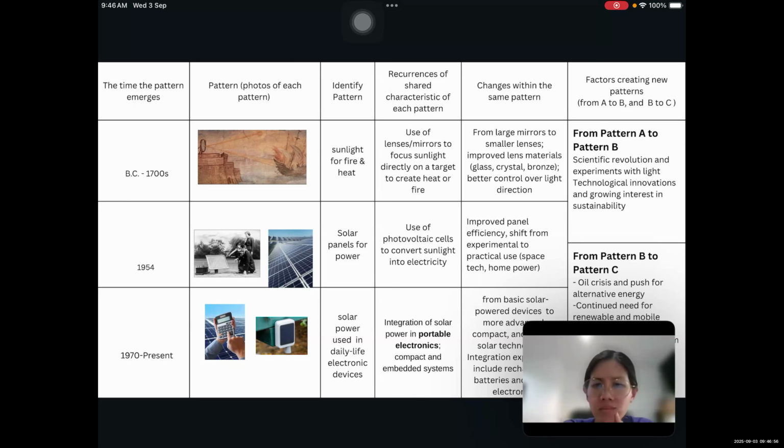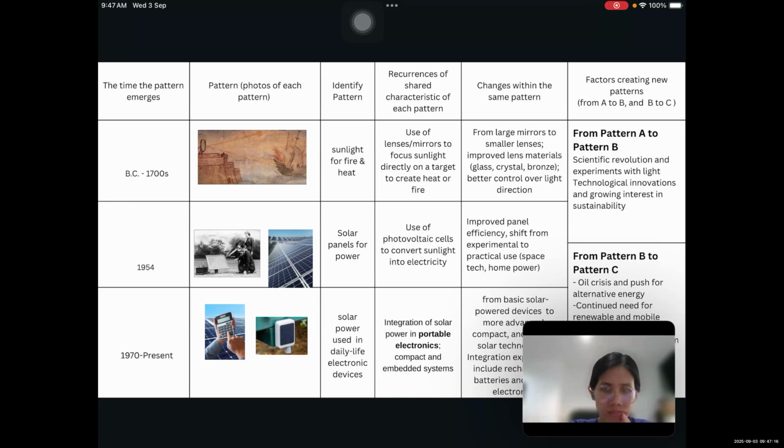The last pattern started around 1917 to the present. The last pattern is the integration of solar power with new technology, and that has become part of daily-life electronic devices.